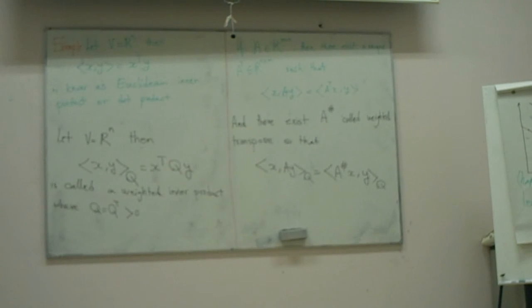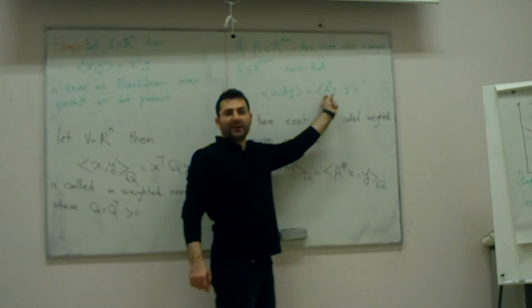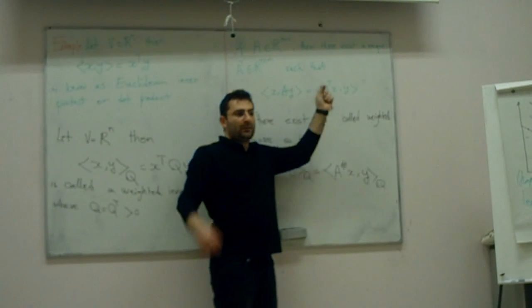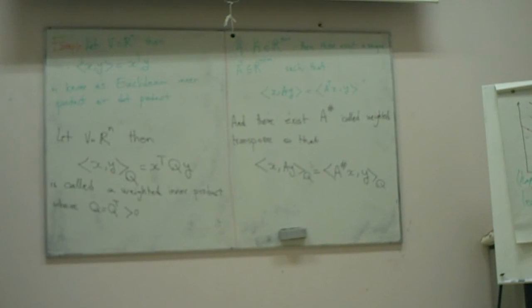Do we know how to calculate A transpose? Is there anyone in this room who doesn't know how to calculate A transpose? You know, rows go to the columns, right? Sam? You know how to calculate transpose. What about the A weighted transpose? How can we calculate A weighted transpose?